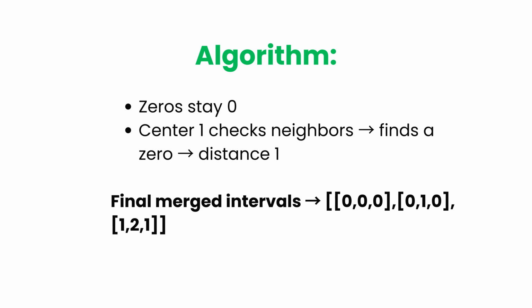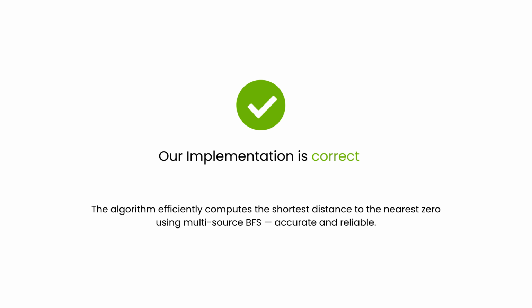Our multi-source BFS pushes all zeros into the queue. BFS expands outward. 0 stays 0. Center 1 checks neighbors, finds a 0 at distance 1. Final distances fill in perfectly. The algorithm correctly computes the shortest distance from each cell to the nearest 0, efficient, accurate, and reliable.